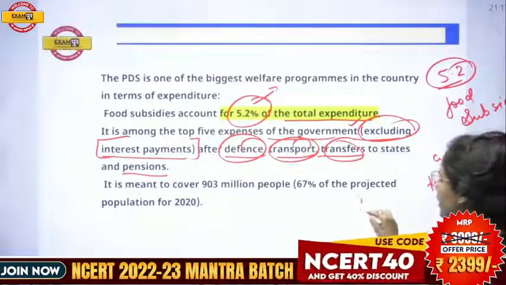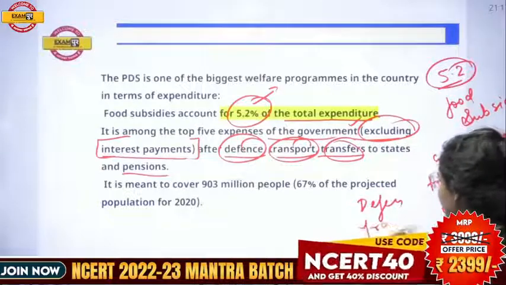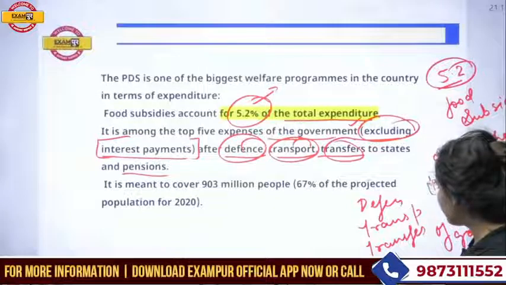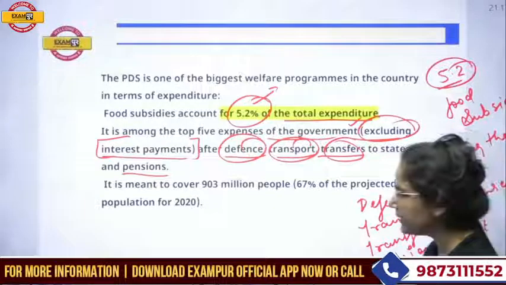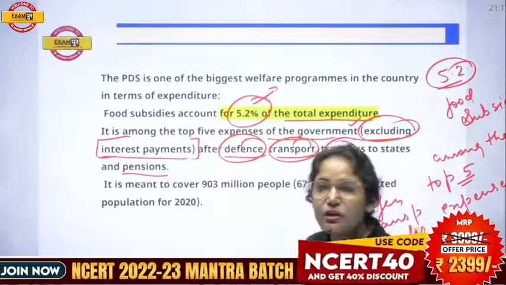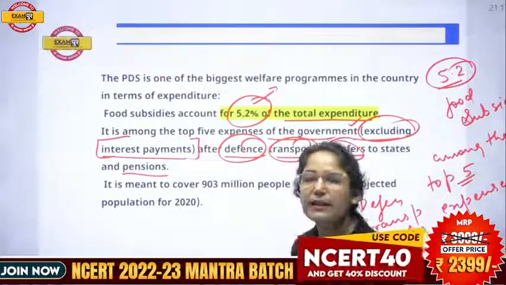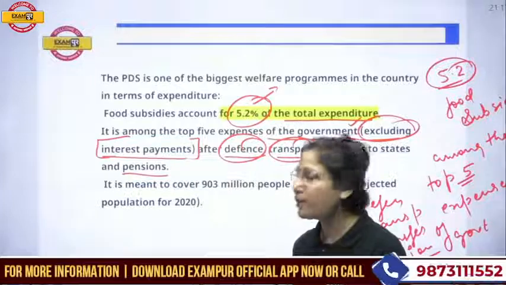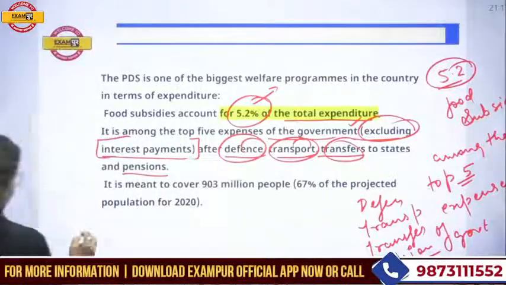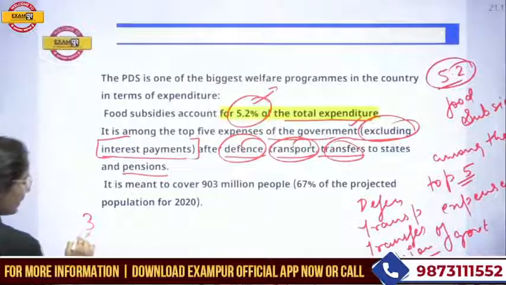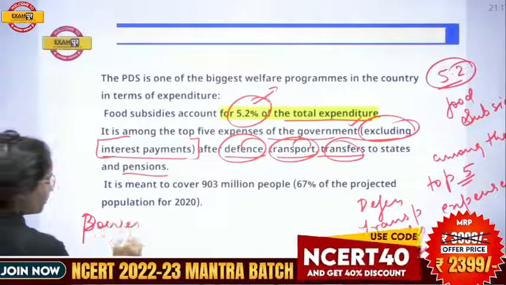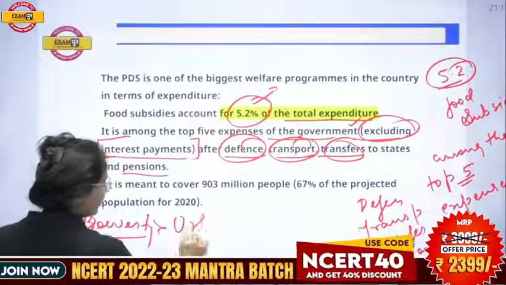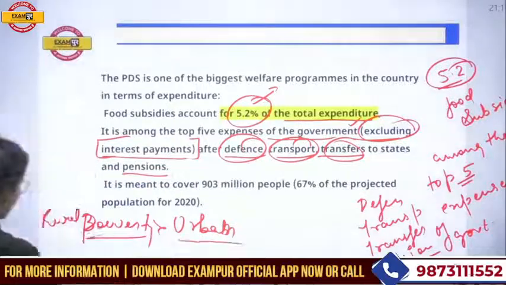Okay, first is defense. Second is transport. Third is transfers. Fourth is pensions. After that, food subsidies are under the limelight, as they contribute towards the 67% of people. It involves 67% of the population. Plus, you will be shocked to know that if we are talking about poverty, rural poverty is greater than urban poverty.